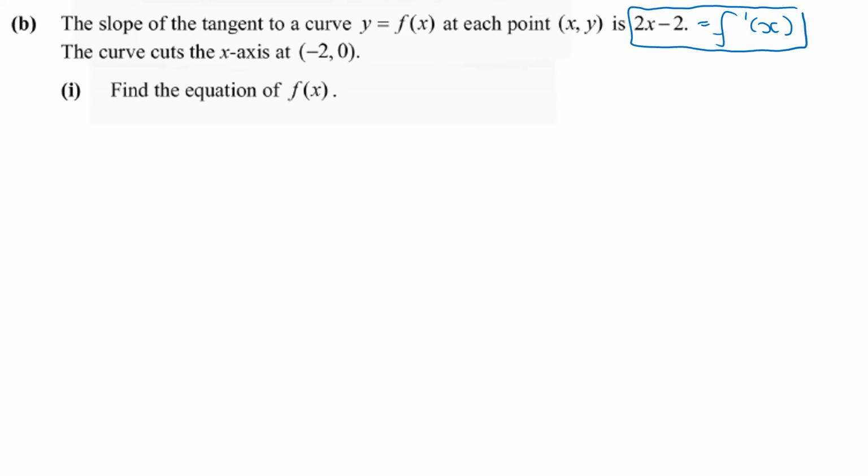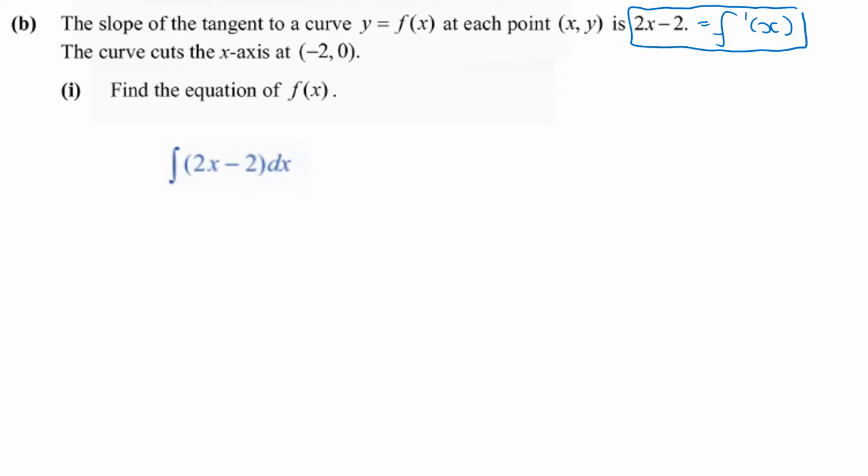Now they told us that the curve cuts the axis at (-2, 0). So that's a point that's on the actual curve. It's actually one of its roots. And we want to work out f of x. Now, if we know the first derivative, f dash of x, the slope, we can work backwards to get f of x. That backwards step, that is integration.